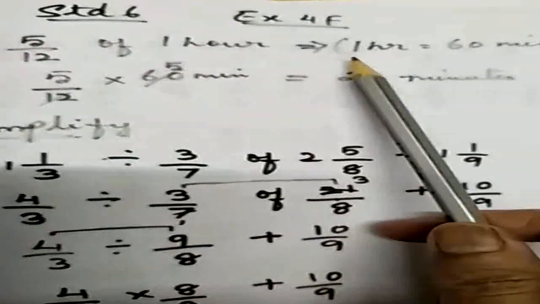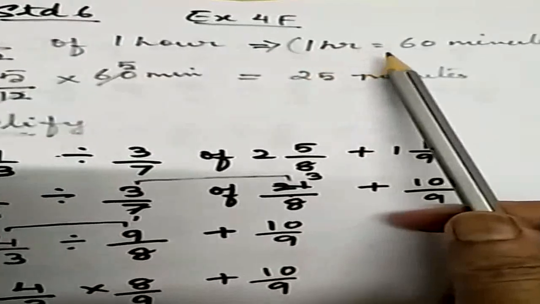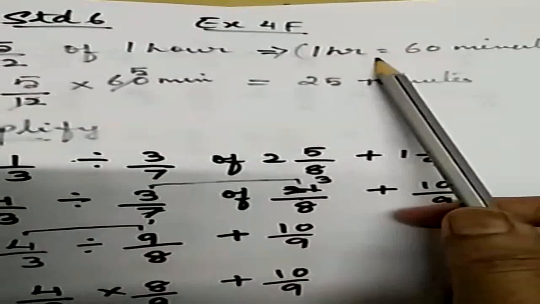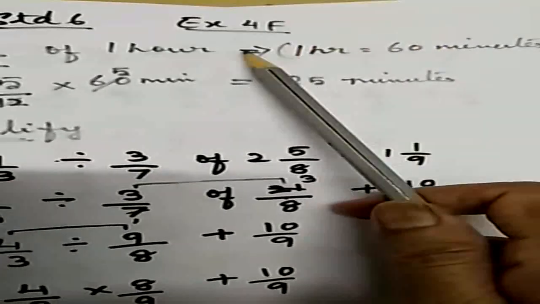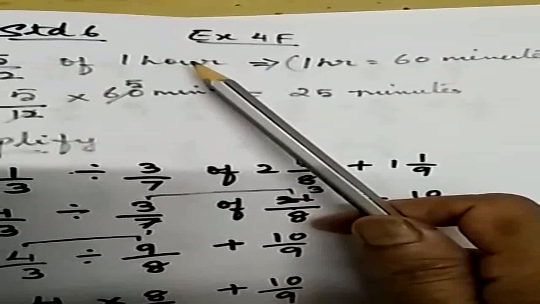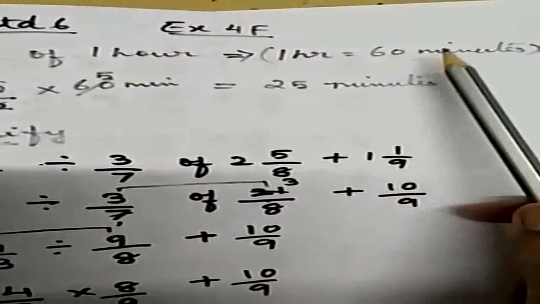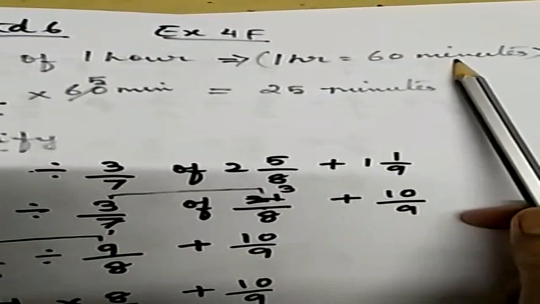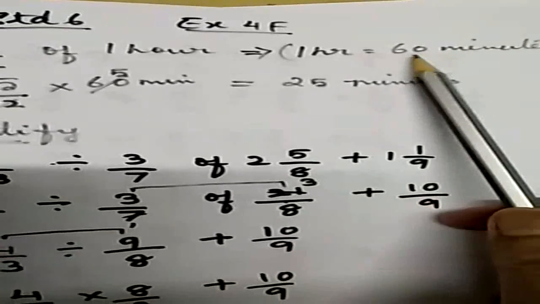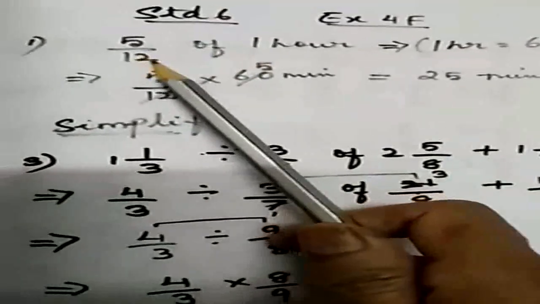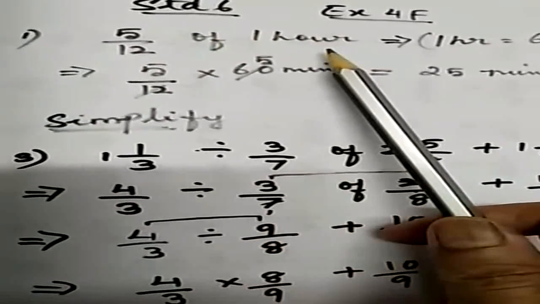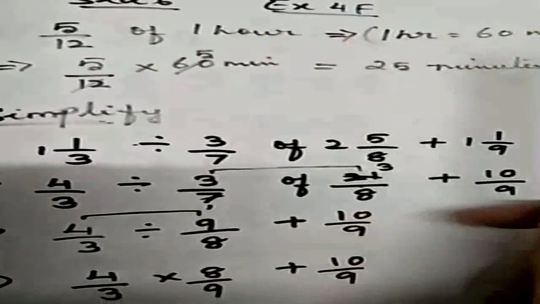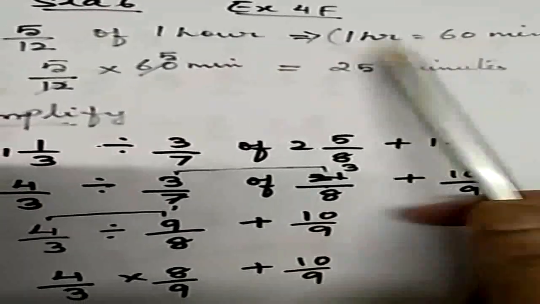So first what you will do, this 1 hour you change it into minutes. Okay, 1 hour equal to how many minutes? 60 minutes. That you write it in the bracket, because when you have converted hour into minutes, you have to show that you have converted this into minutes. Why have I converted hour into minutes? Because I saw here in the denominator 12 is there. So if I convert this hour into minutes, then I can cancel this 60 minutes with 12.